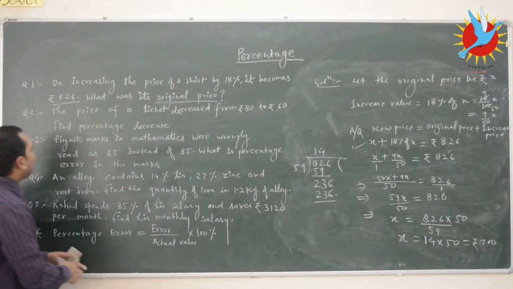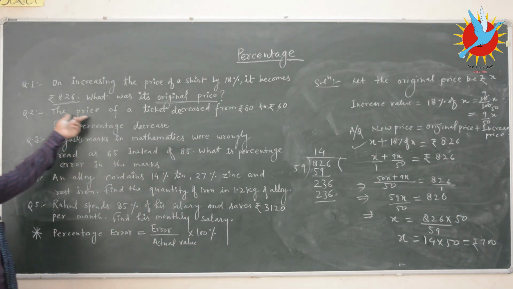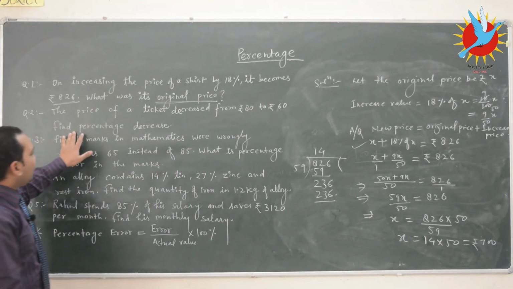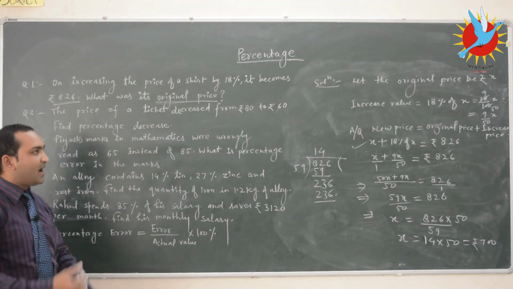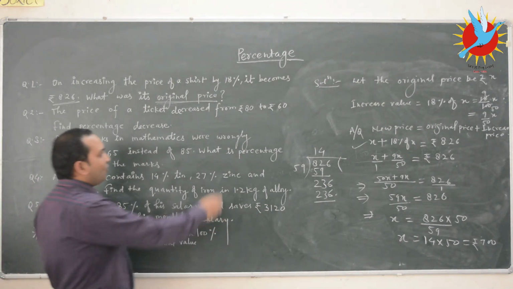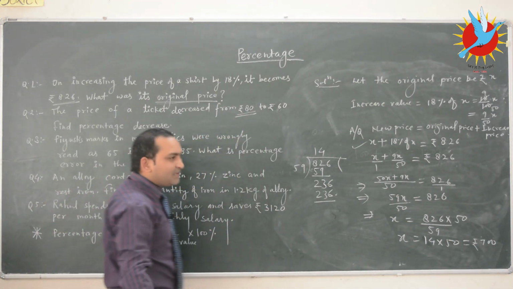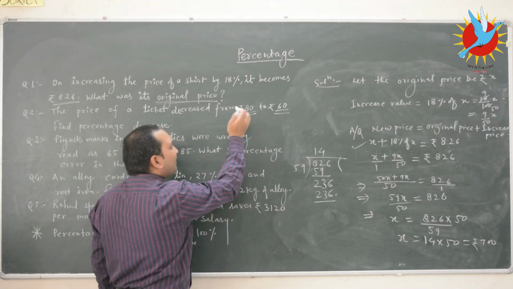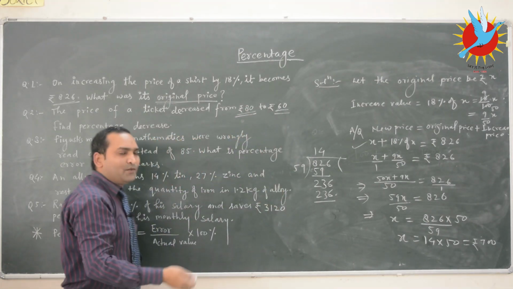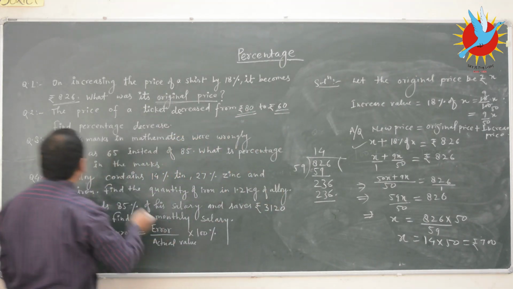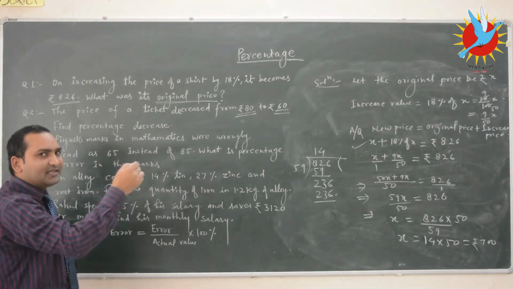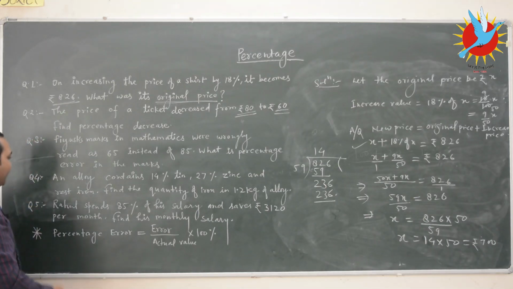Similarly, we solve this question also. The price of a ticket decreases from 80 to 60. Find the percentage decrease. First you find how much it decreased. Initially it was 80 rupees and after decreasing it becomes 60 rupees. So 80 minus 60 is 20. So 20 rupees decrease, and the percentage decrease means decrease upon original value into 100.